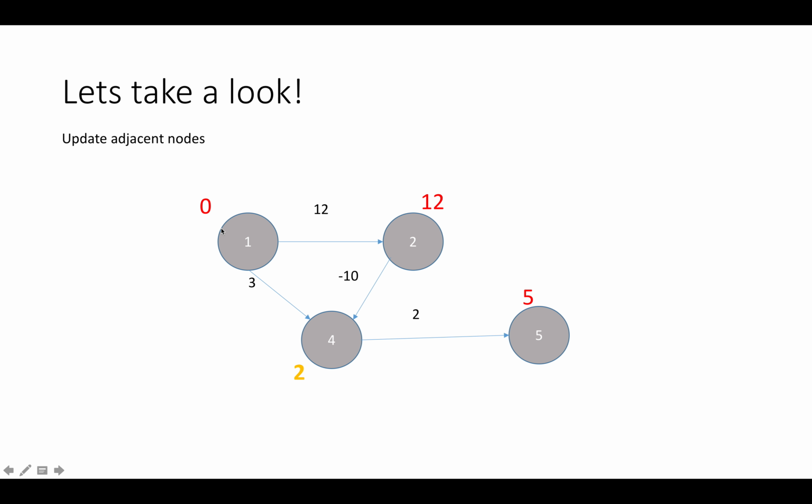Right, so to go from node 1 to node 2 costs 12, but then to go from node 2 to node 4, we subtract 10 away from whatever the total cost would be. So we can actually reach node 4 with a total cost of 2 instead of a total cost of 3, which reduces that overall cost to get there. But we're going to run into a problem now, right?